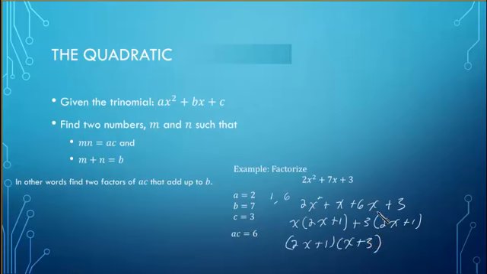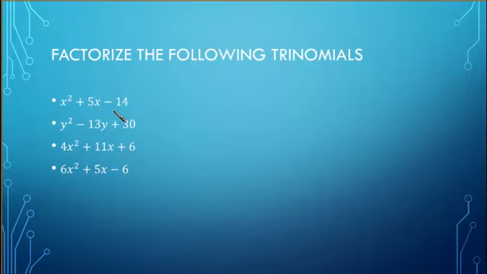So let's look at some more examples. Here we have x squared plus 5x minus 14. So let's break this down as we have shown. So a here is equal to 1, b is equal to 5, and c is equal to minus 14.